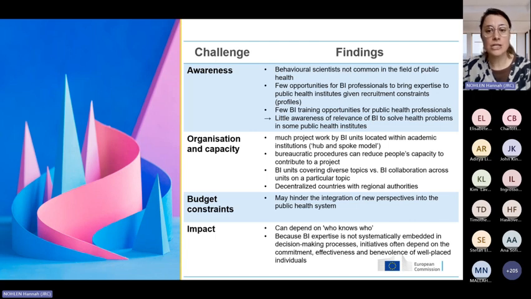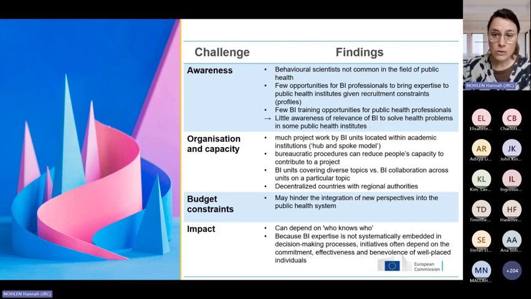Moving to the organizational and capacity constraints, given the small number of BI professionals in the organizations, much of the work is actually carried out externally through project work by BI units that are located within academic institutions, something that's called a hub and spoke model. Another barrier that was mentioned was that bureaucratic procedures can often slow down people's ability to respond to requests in a timely manner.